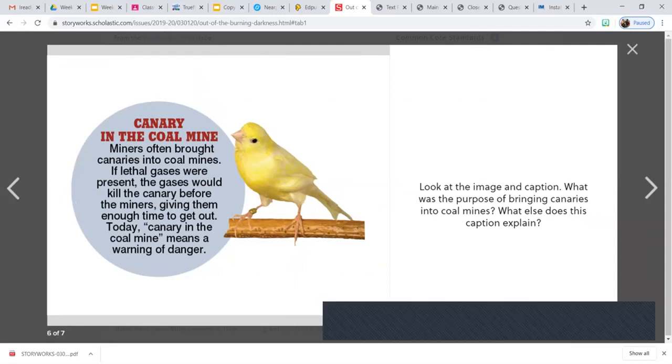Miners often brought canaries into coal mines. If lethal gases were present, the gases would kill the canary before the miners, giving them enough time to get out. Today, canary in the coal mine means a warning of danger.